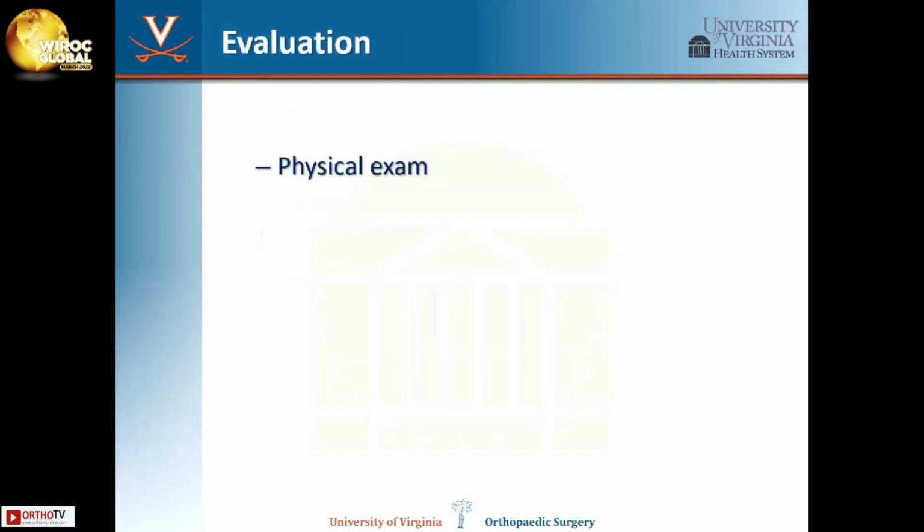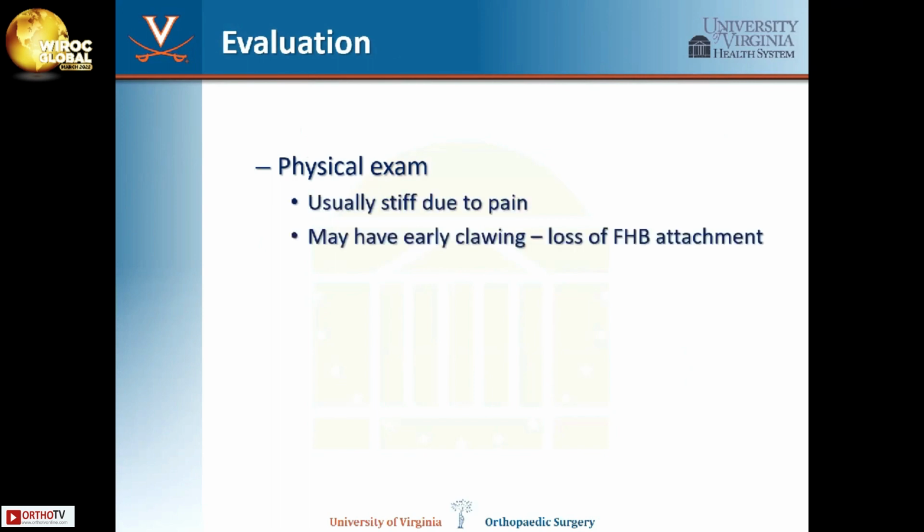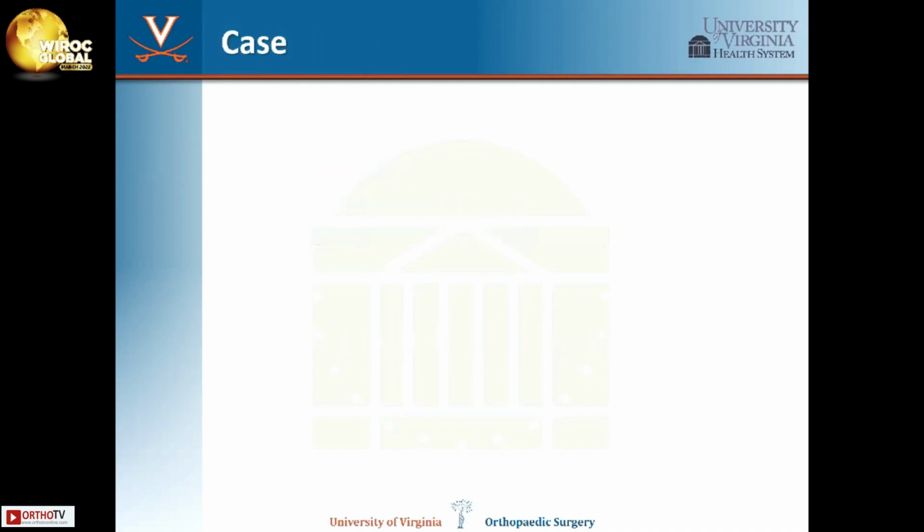Evaluation of the patient with a turf toe injury obviously starts with physical exam. Usually they're going to be very stiff, especially in the acute phase due to pain and swelling. They may have early clawing and a severe rupture due to loss of the FHB attachment. You want to look for sagittal plane instability, which is often very difficult due to pain and swelling. And then you want to look for hallux valgus, which in my experience is more common than hallux varus with these injuries, although you can have either. But you want to look to see if there's also concomitant injury to the collateral ligaments.